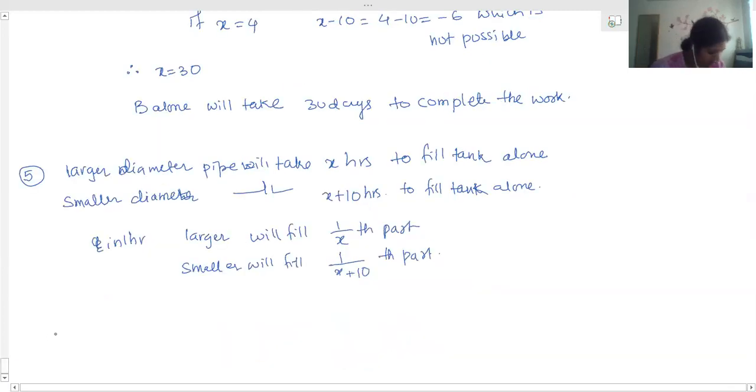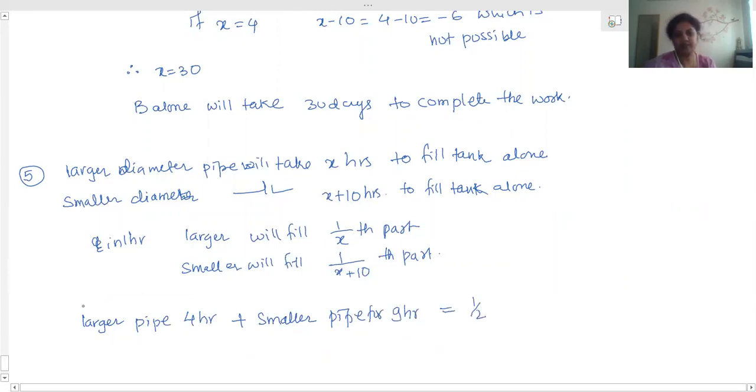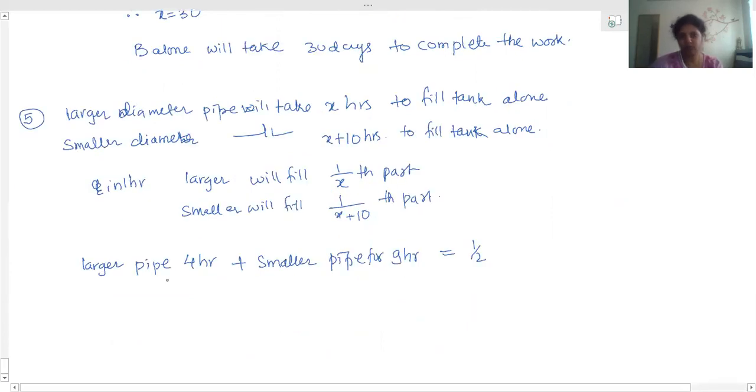The larger pipe is used for 4 hours and the smaller one is used for 9 hours. After that only half part is filled. So in 4 hours, how much part of the tank will the larger fill? 4 by X. And in 9 hours, the smaller will fill how much part? 9 by X plus 10. Altogether, they are completely filling only half the tank.